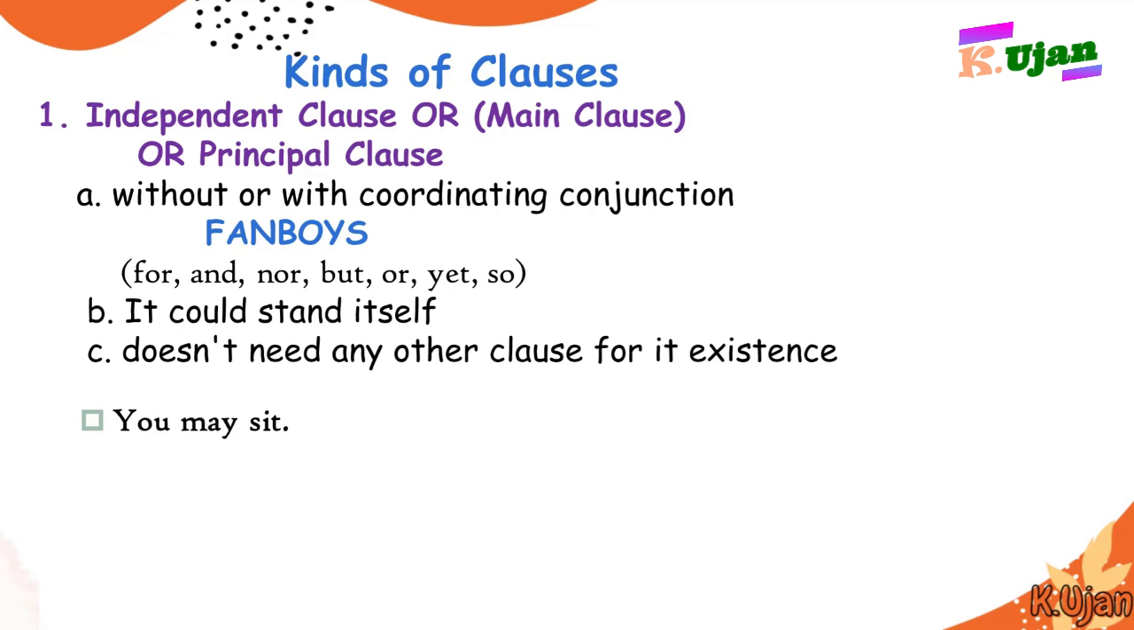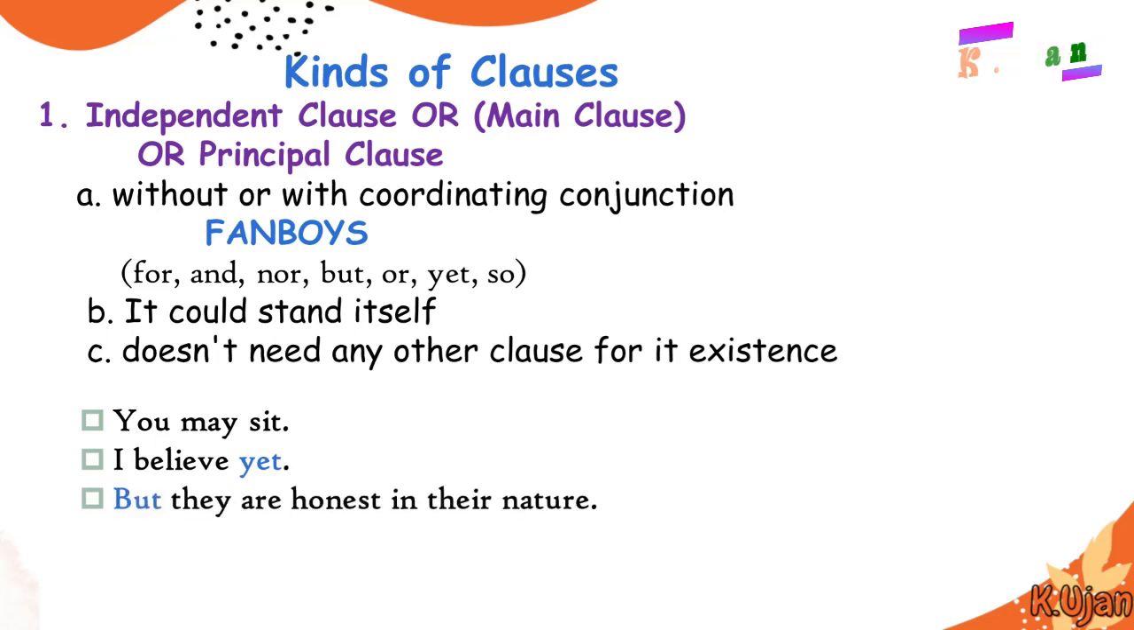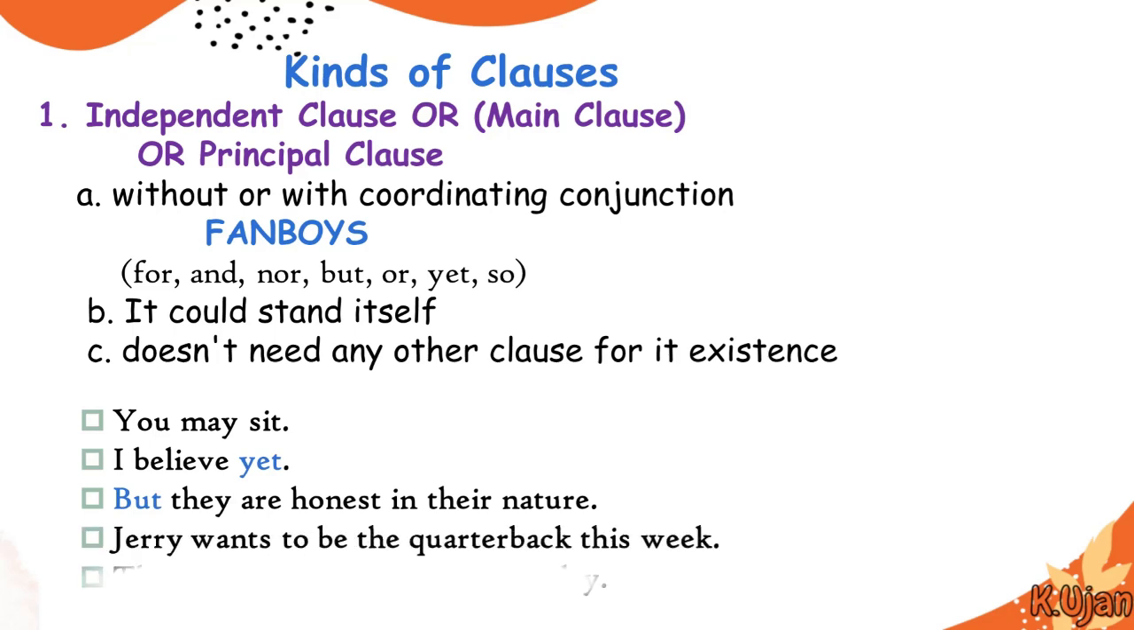For example, you may sit. Now, this clause is without any coordinating conjunction or without any conjunction. So we may say this is an independent clause. You may sit. I believe, yet. So this clause is actually with the coordinating conjunction yet. So we must say this is an independent clause. But they are honest in their nature. So but is actually a coordinating conjunction. So we must say this clause is an independent clause. Here are more examples for you.